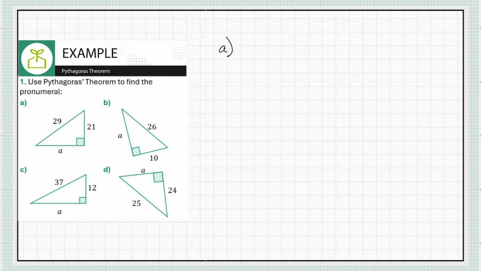So for A, we remember that Pythagoras Theorem is c squared equals a squared plus b squared. In this case, we have already been given what c is. So c is equal to 29. So 29 squared is equal to 21 squared plus a squared.